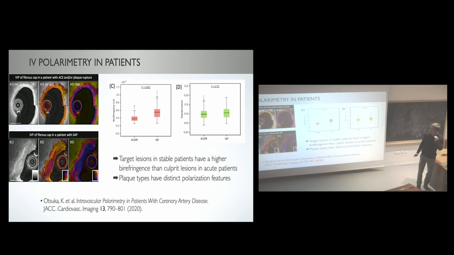or where we compared the birefringence inside the fibrous cap of these lesions between patients that suffered an acute event or a plaque rupture and patients that have that more stable phenotype, where there's no lipid pool, where patients simply have a blocked vessel due to collagen. And matching with that hypothesis, the stable patients have a higher birefringence in their caps than acute patients.